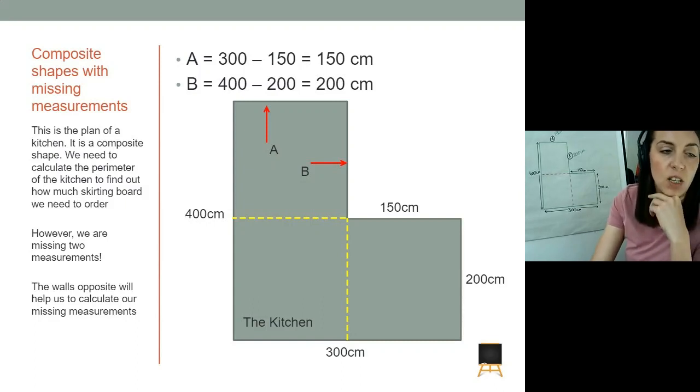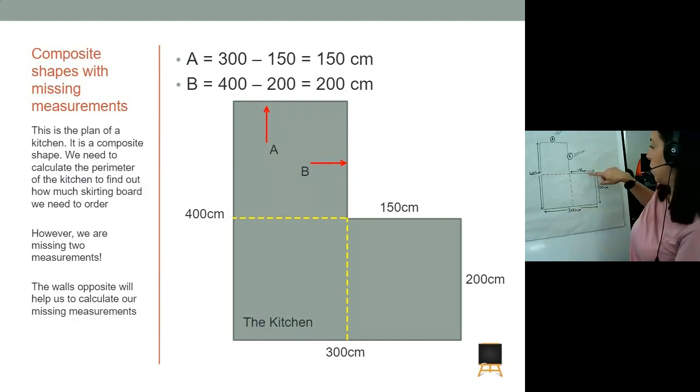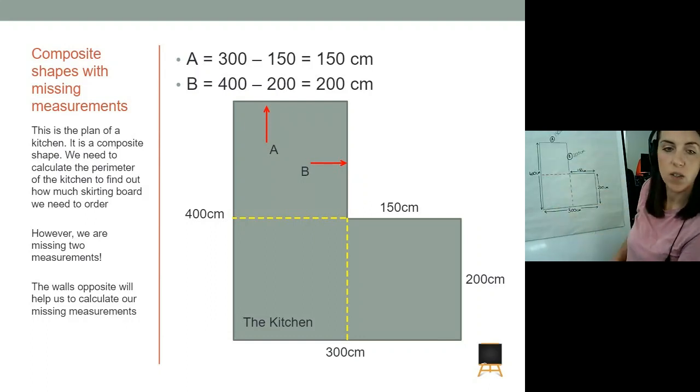Well, she is right, it's 1400 centimetres. So the length of all the measurements all the way around this kitchen is 1400 centimetres. So that's how much skirting we would need for the kitchen.